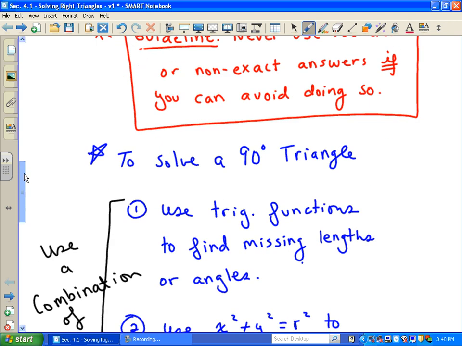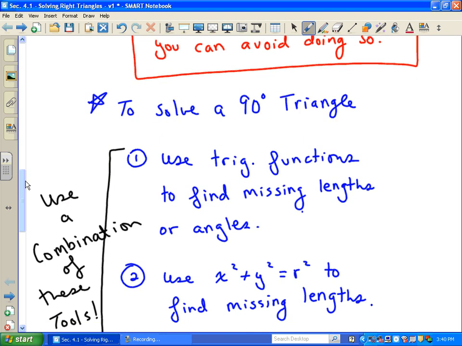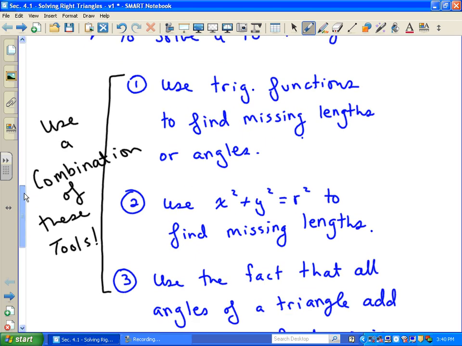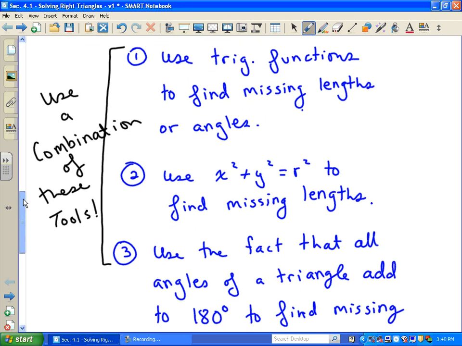All right. To solve a 90-degree triangle, there are different ways that we can do this, and usually what I've written over here to the side is I've said we're going to use a combination of these three different techniques. Number one, you can use trig functions to find missing lengths and even missing angles. Number two, you can use your formula x squared plus y squared is equal to r squared to find missing lengths. Be careful. You can only use these two tools for 90-degree triangles.